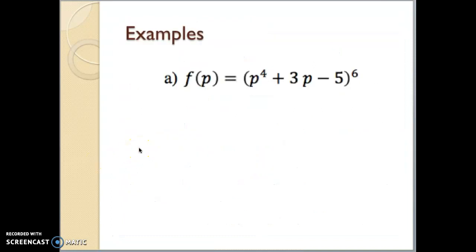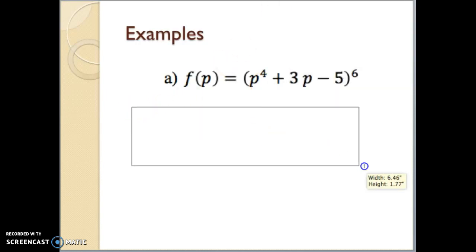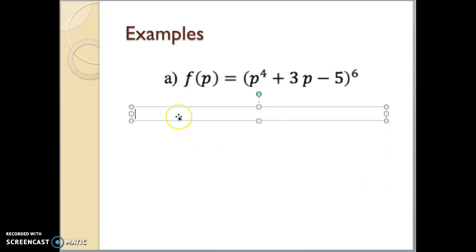So let's look at a couple more examples. Here we would be looking at... put a text box in. So we have a function here.